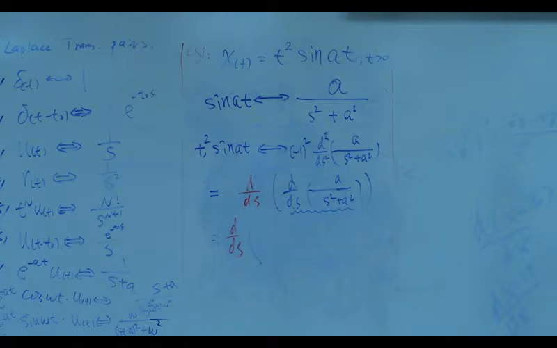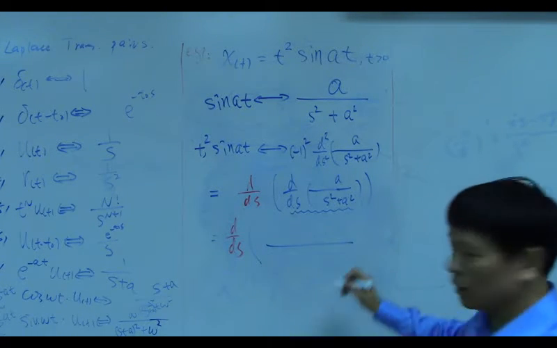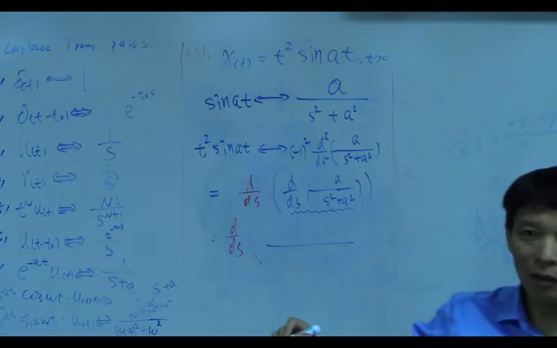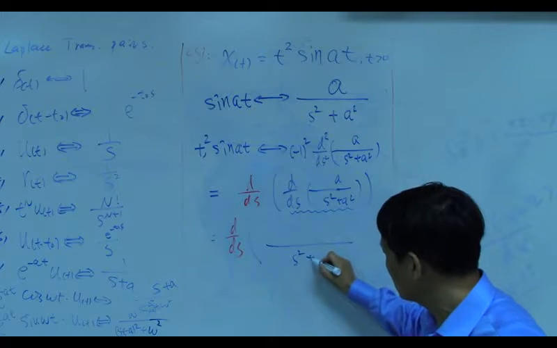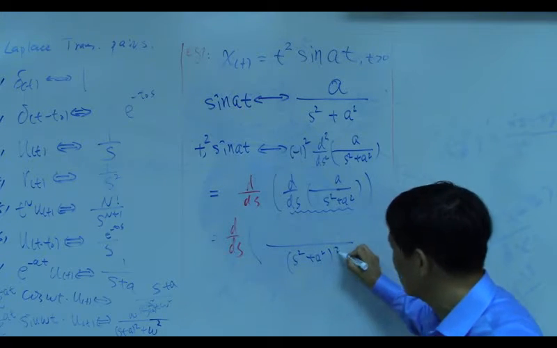What is this? Your turn. Oh, I just erased this formula. First one, easier, is on the bottom. What is on the bottom? This thing squared, right? So s squared plus a squared, then squared.